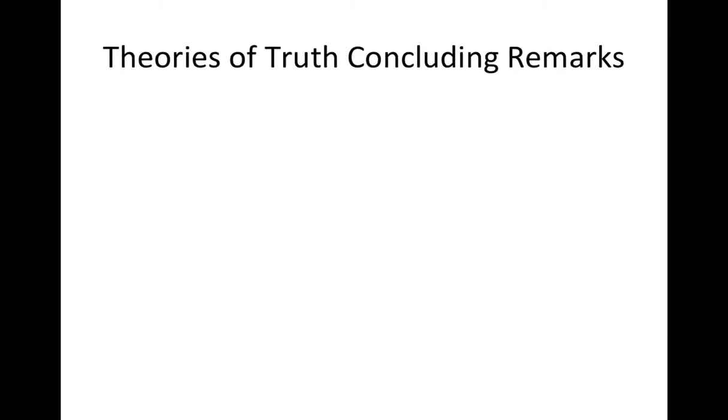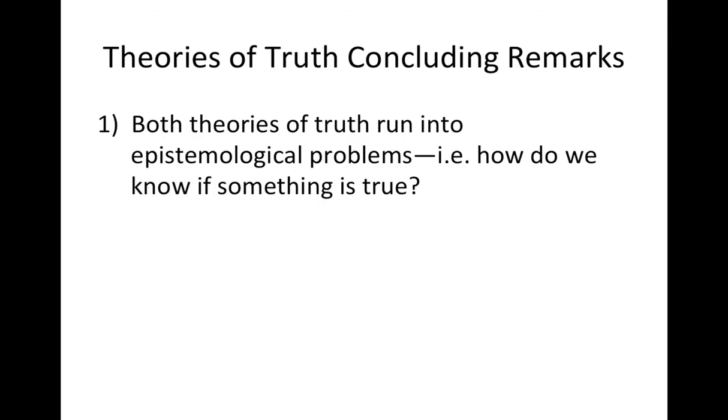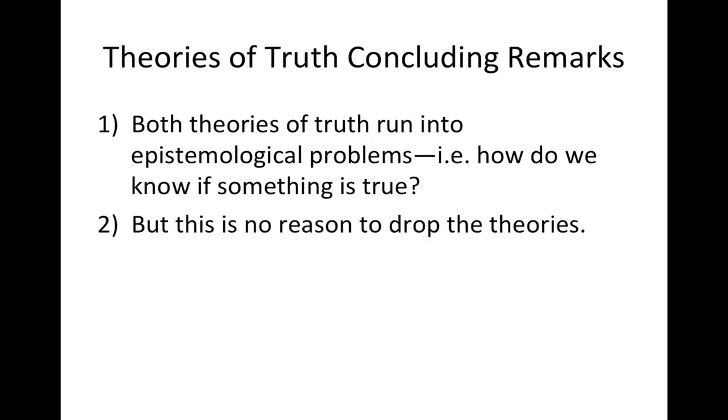Let's put in some concluding remarks about the truth. Both theories of truth run into epistemological or epistemic problems. How do we know if something is true? The problem with coherence is our frame of reference. The problem with correspondence is that we never gain access to reality. But this is not reason to drop these theories.